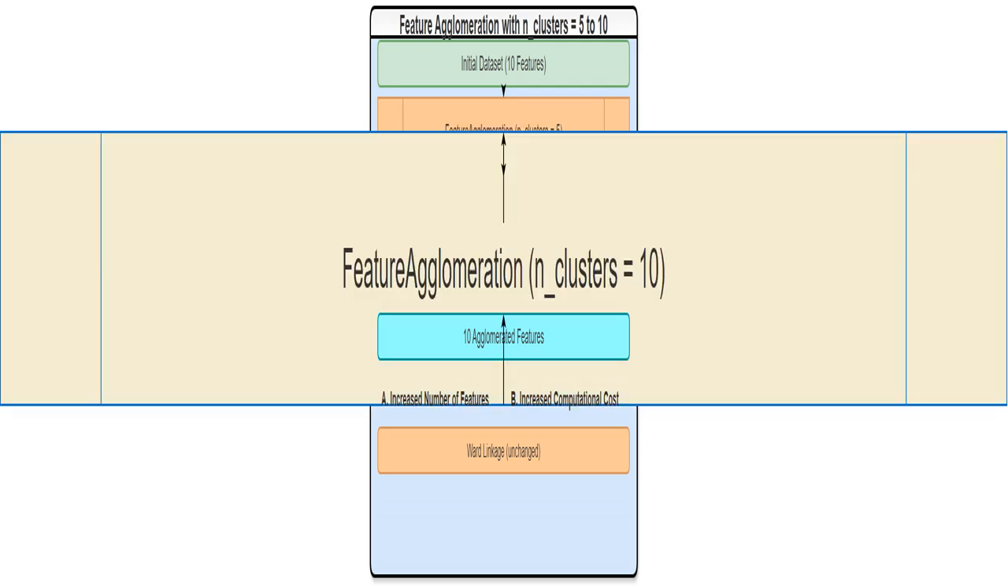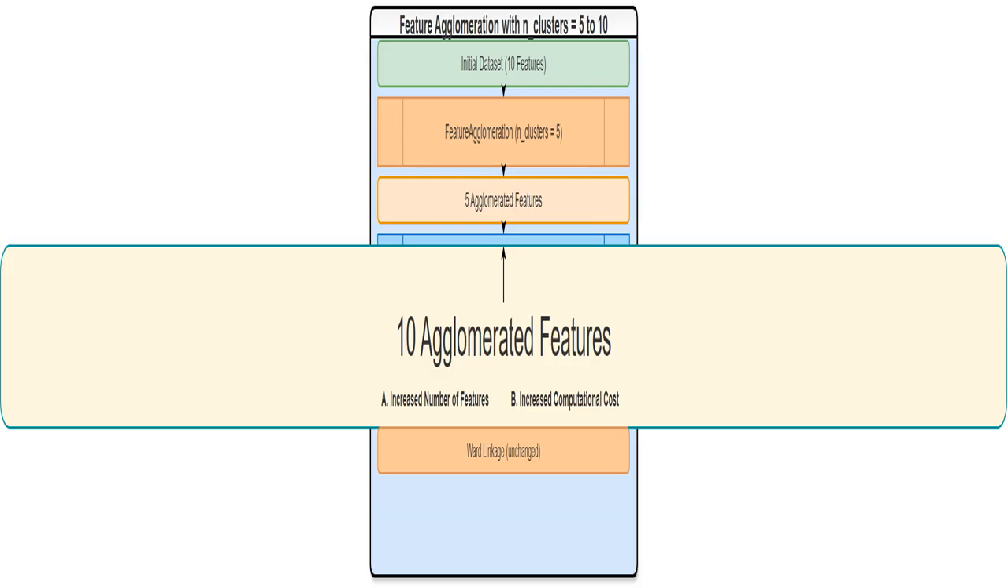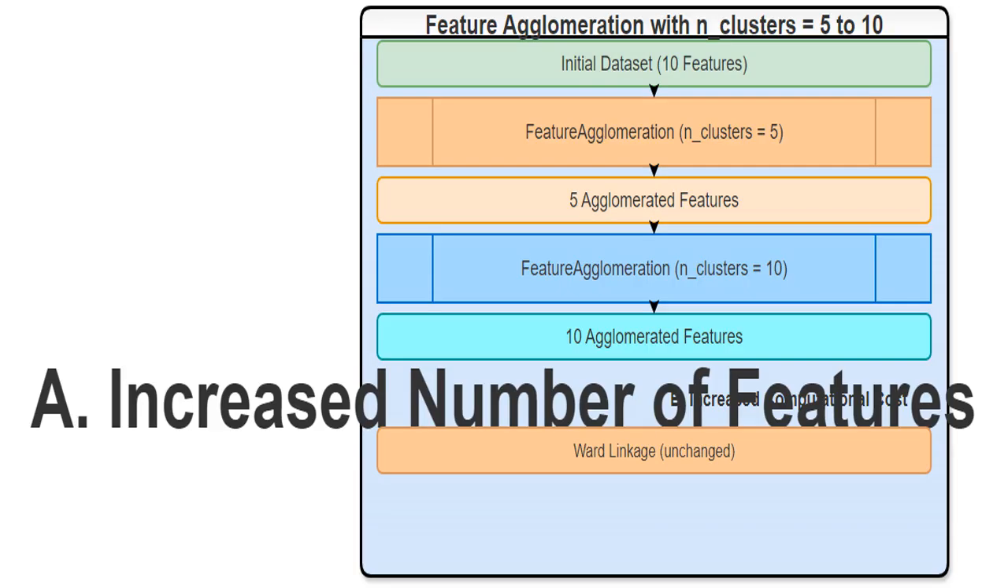After the first feature agglomeration with 5 clusters, I have 5 new features that represent combinations of the original 10. Each of these new features is a summary of several similar original features. Now, I'm performing feature agglomeration again, but this time with 10 clusters. Instead of 5 groups, I'm making 10 groups of the original features. This means there is less merging of features. The result is 10 new, aggregated features. Because I used more clusters, I end up with more features than before. Less merging means more features survive. By increasing the number of clusters from 5 to 10, I directly increase the number of resulting features.